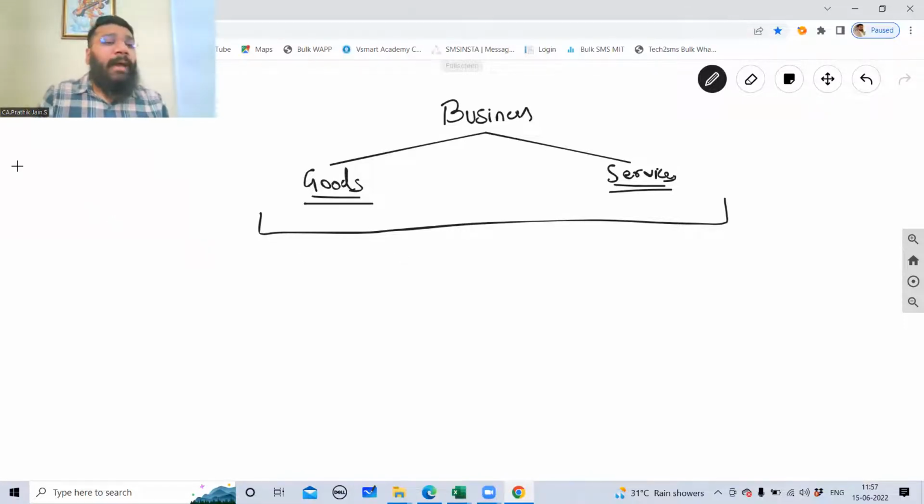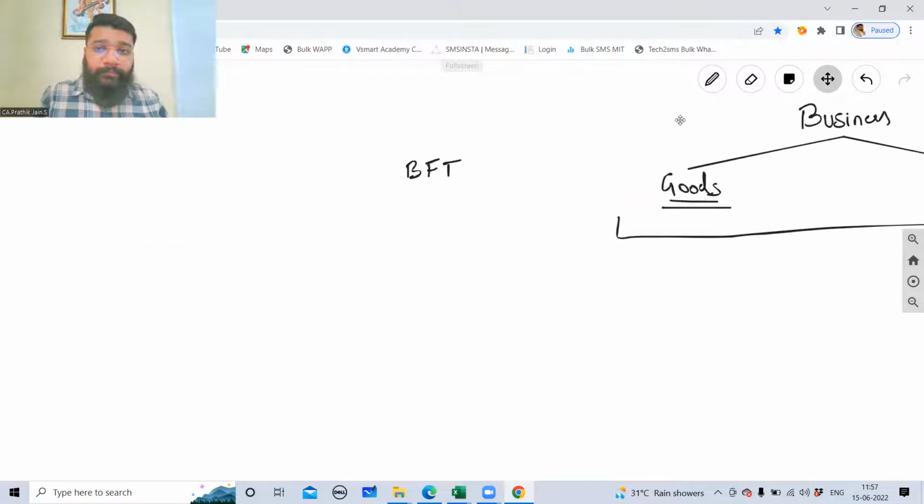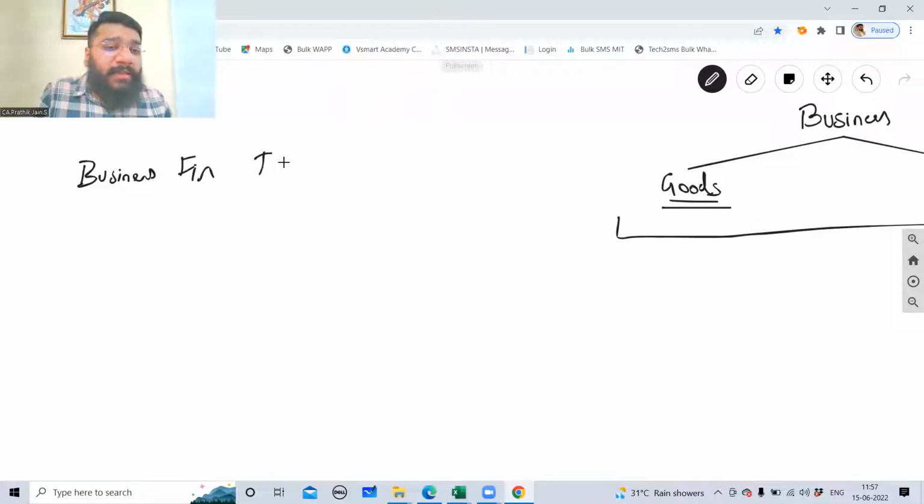In accounts, I'm concerned with business financial transactions. If you remember the first class of 11th standard, we studied what is accounting. Accounting is a systematic process of identifying what? A business financial transaction. Transaction means any activity that takes place between two people.